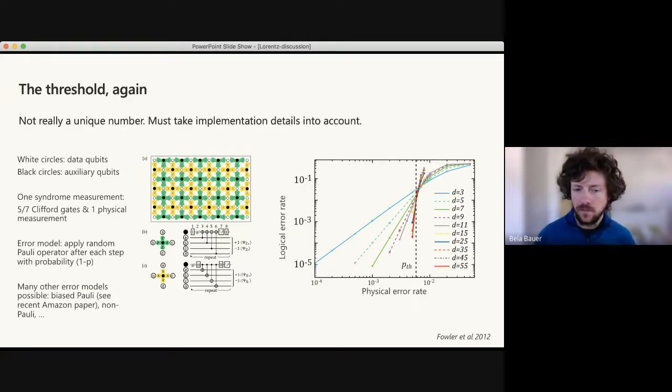But the caveat is that it's pretty specific to this implementation, and also that there's many other error models that are possible. So there could be, for example, biased Pauli errors, where one type of Pauli error is much more likely than other types of Pauli errors, and that can significantly change the threshold. And that was, for example, exploited in a recent Amazon paper, because they have a qubit platform where one type of Pauli is much more likely than a different type of Pauli. You could have errors that are not of this Pauli type at all, and so on and so forth.